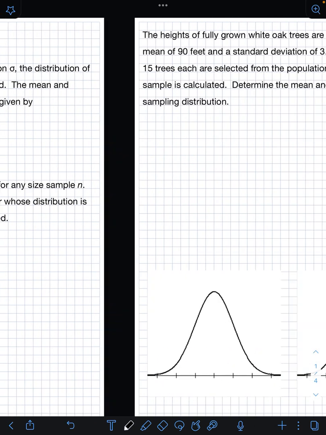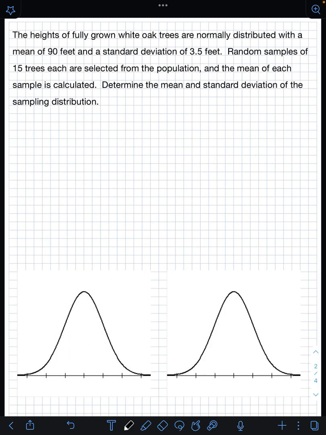So let's take a look at an example here. We have the heights of fully grown white oak trees are normally distributed with a mean of 90 feet and a standard deviation of 3.5 feet. So we are told that they are normally distributed. That means that we get to work with this assumption.